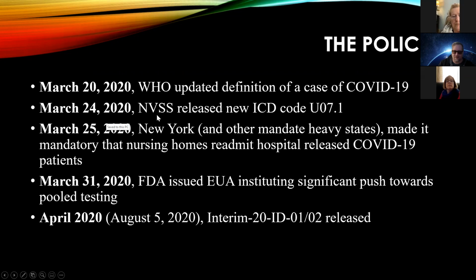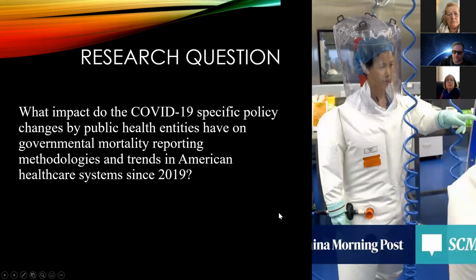The NVSS, the National Vital Statistics System, through the WHO, released a new ICD code, which is the International Classification of Disease Code, U07.1, which is how you record deaths. This is the ICD code. And now COVID has its own designation, which is that U07.1. That started on March 24th. And soon after that, and when all these others were implemented, we saw a huge jump in deaths, all causes of deaths and COVID deaths. So that led me to my question, what are these policies doing? If these policies are impacting them, how are they impacting them?